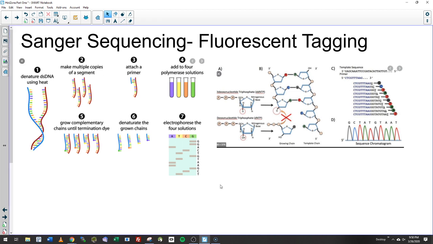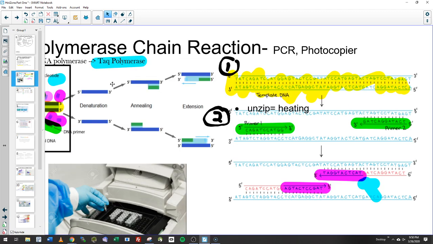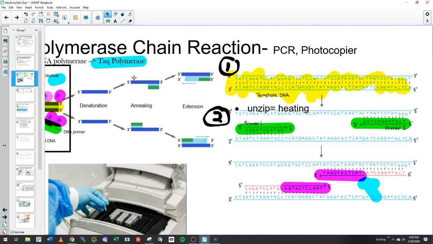So I'm going to stop and pause, and I want you to tell me if you wrapped your mind around this, because in order for you to wrap your mind around Sanger sequencing, you had to understand a little bit about this PCR. So take a minute and give me the thumbs up.